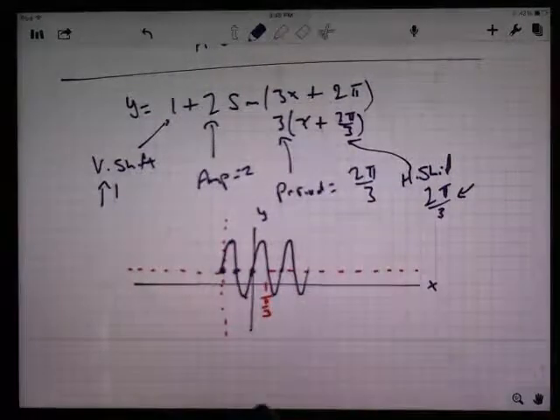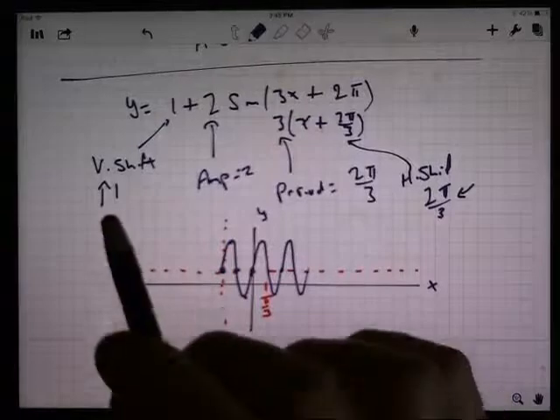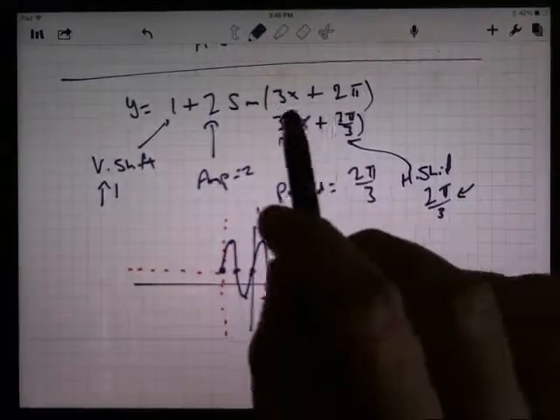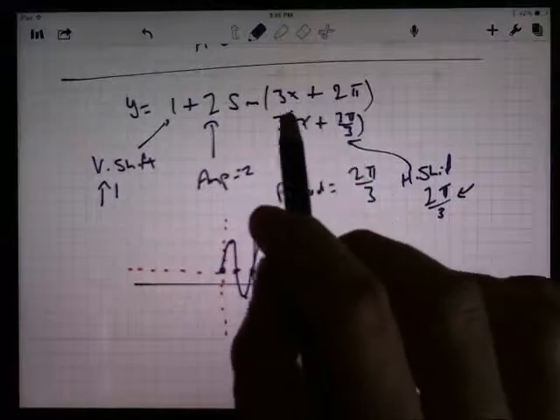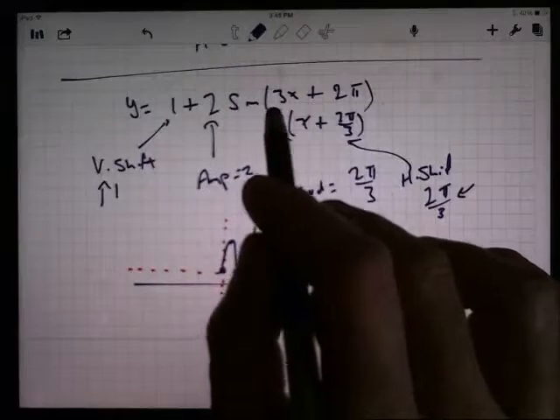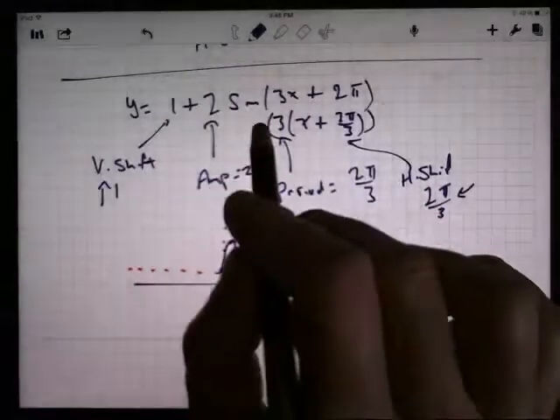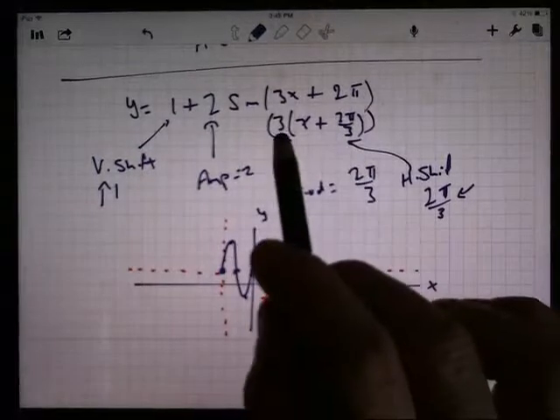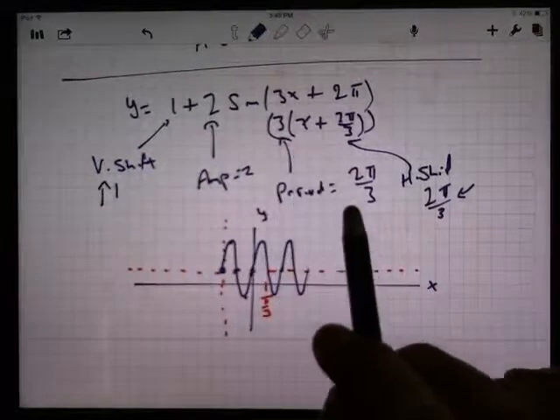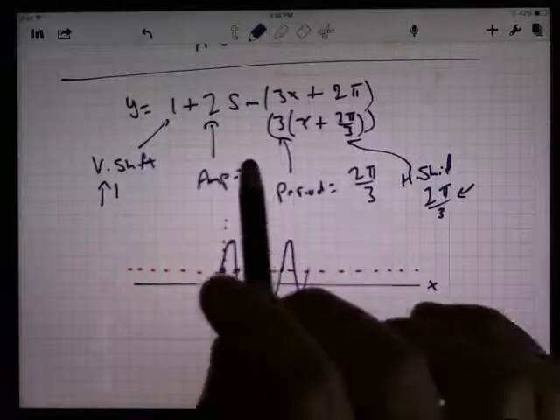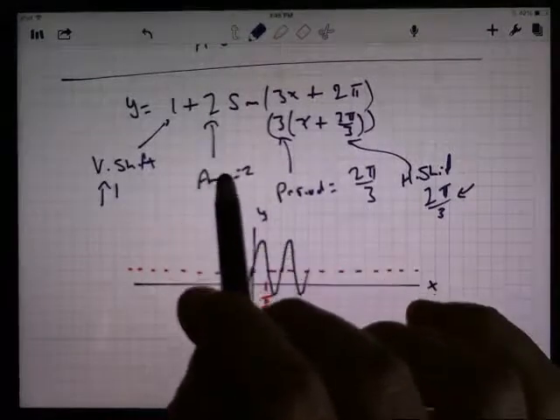Step through the process again. I first of all figure out what my shifts are, vertical shift and horizontal shift. You don't see the horizontal shift here. You've got to factor out whatever the coefficient is in front of the x. It's still inside the sine, but at least I see the horizontal shift now. The 3 right here tells me how much to squeeze in the x direction, so the normal period of 2 pi gets squeezed by a factor of 3. The number on the outside here tells me the amplitude.